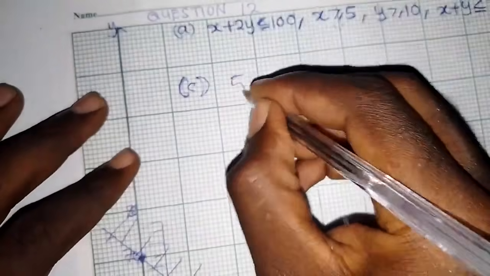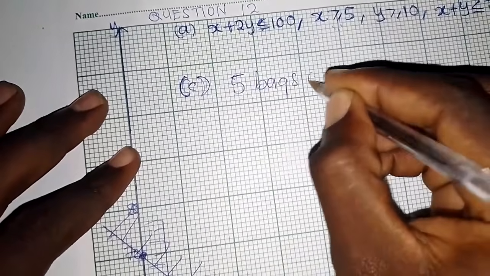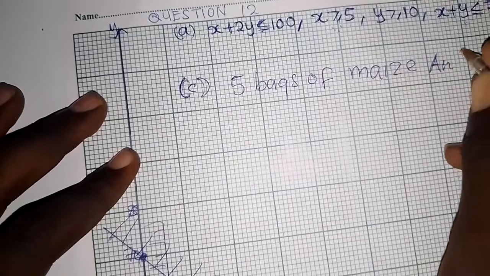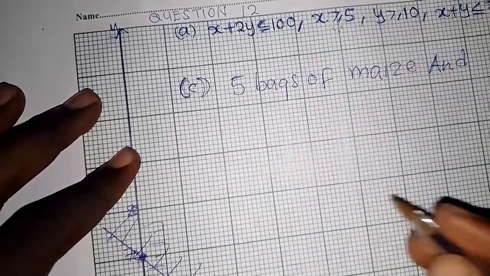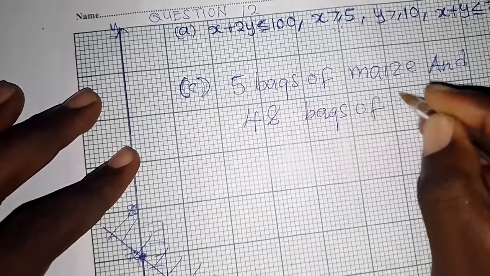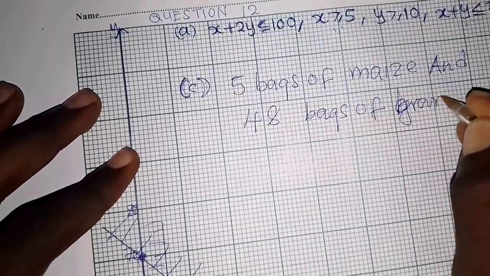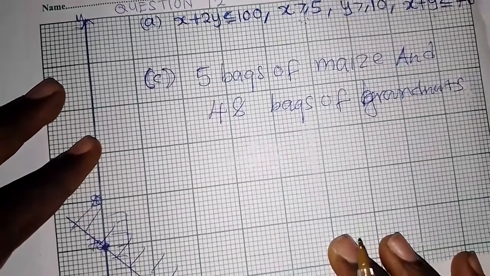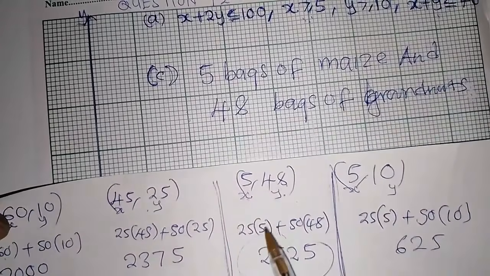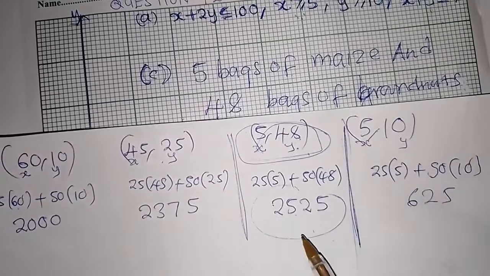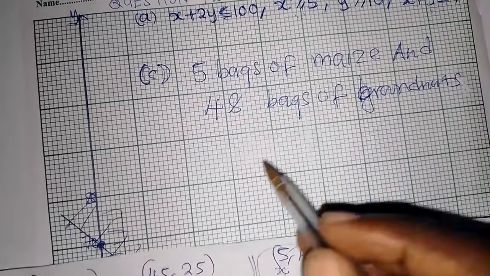So you say 5 bags of maize and 48 bags of groundnuts. This is what you need to do. You have answered that question with the help of these inequalities, using this coordinate. That's how you are supposed to answer that. So they give you 2 marks.